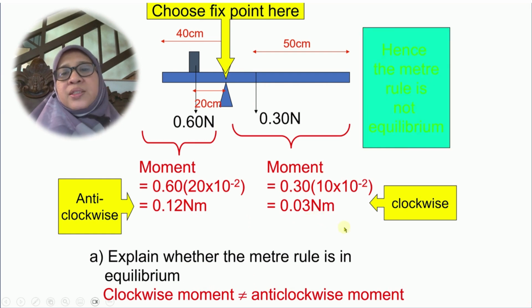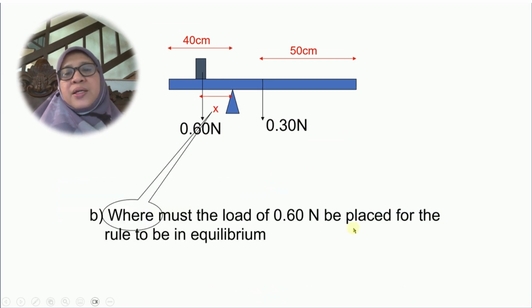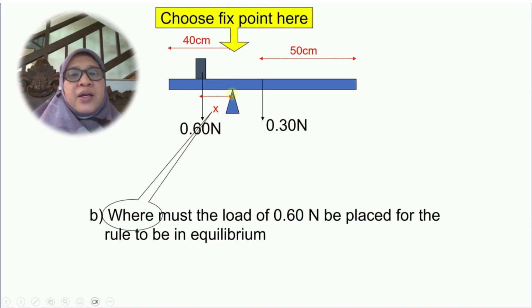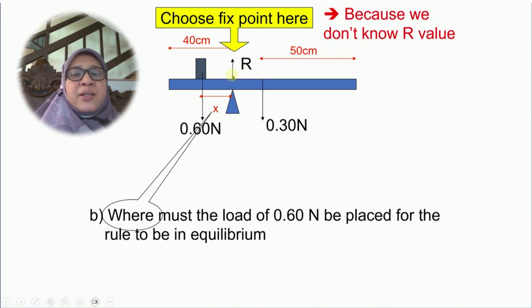Okay, next we do question B. Where must the load of 0.60 Newton be placed for the ruler to be in equilibrium? We don't know the distance, so we just put x. This is the variable x that we are going to find. Again we choose the fixed point here because we don't know the reaction force R. We choose the fixed point where there is the least information given.